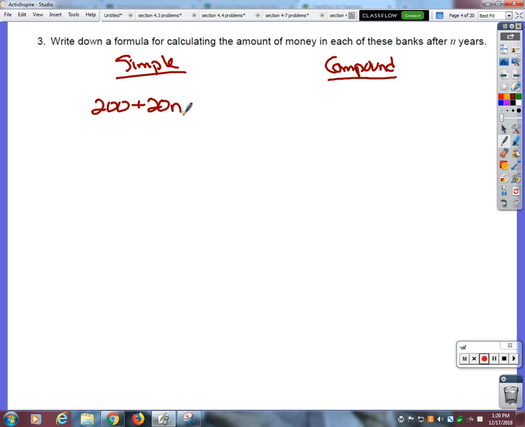The compound one, you're starting with 200, and what are you doing to that each time? 1.08 to the nth power, because you're multiplying by 1.08 each time. Okay? So those are the two different ones. Those are the two formulas that you guys need to know how to do for the test tomorrow. If it's going up by the same amount each time, you take your starting point plus whatever it's going up by times the variable. If it's a percent one, you take your starting point times that to the nth power. Dylan?